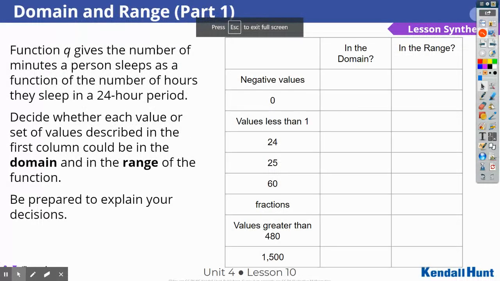All right, so here we have a table, and it's just wanting you to decide if these values could be in the domain and if they could be in the range. And so function Q gives the number of minutes a person sleeps as a function of the number of hours they sleep in a 24-hour period. So decide if you can have negative values, zeros, values less than 1, 24, 25, 60. Can we have fractions? Can we have values greater than 480? What about 1500? So go ahead and jot that down on your paper and see if you think that those are true.